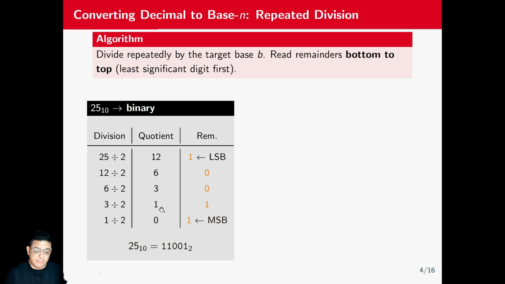And then finally we divide 1 by 2. The quotient is going to be 0, since there's no way I can fit 2 into 1. So that's quotient 0, remainder 1. Now notice the way this goes. The first digit to start is the last remainder we got. So notice 1, 1, 0, 0, 1. We're going in this direction. So 25 in decimal is 11001 base 2.